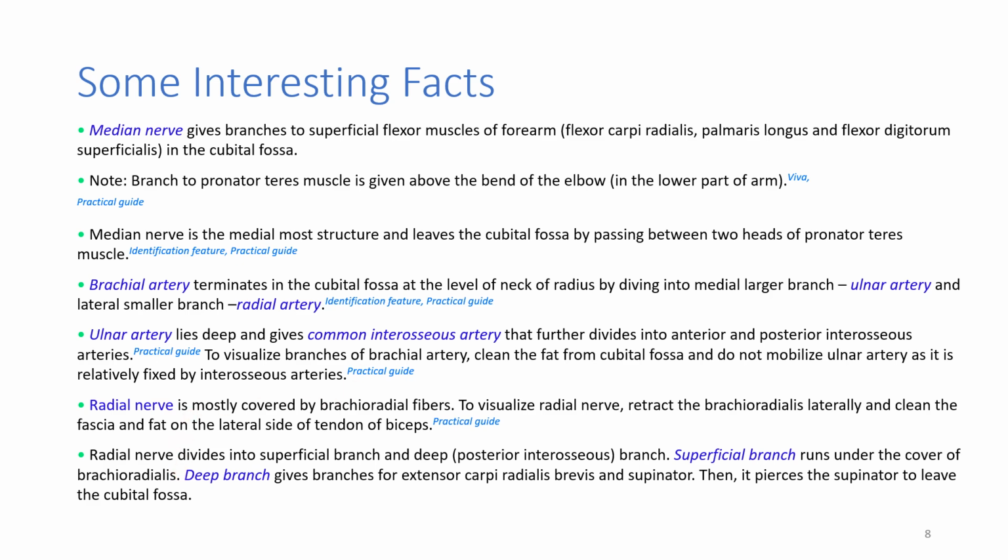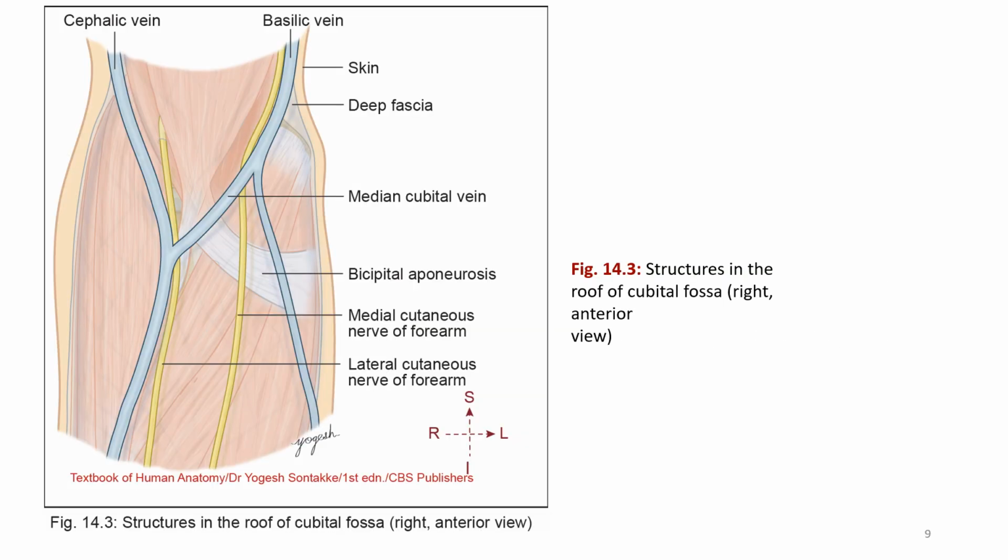Okay, so here we can make out structures in the roof of the cubital fossa. We have the superficial veins. These are the cephalic vein and the basilic vein, right? And connecting these two veins, we have the median cubital vein. Then we have the medial cutaneous nerve of forearm and the lateral cutaneous nerve of forearm. So this is the roof of the cubital fossa.